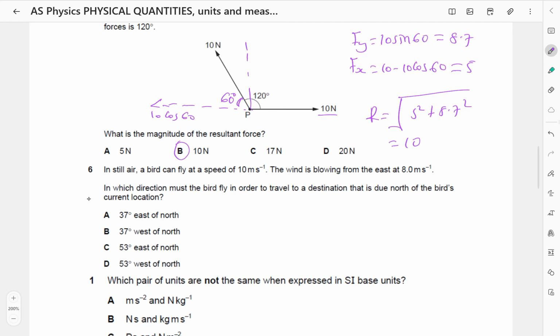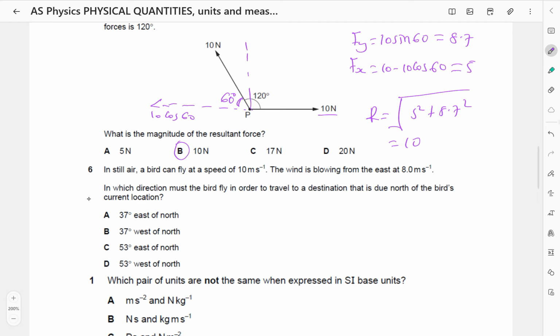In still air, a bird can fly at a speed of 10 meters per second. The wind is blowing from the east at 8 meters per second. In which direction must the bird fly in order to travel to a destination that is due north of the bird's current location? We want the bird to travel to a destination which is due north.